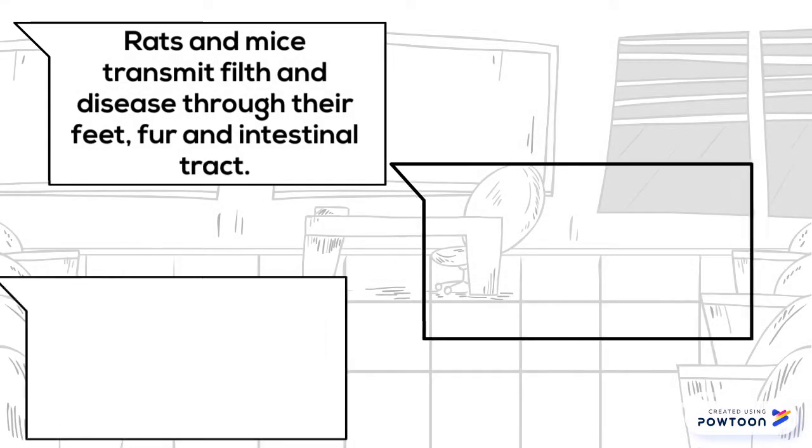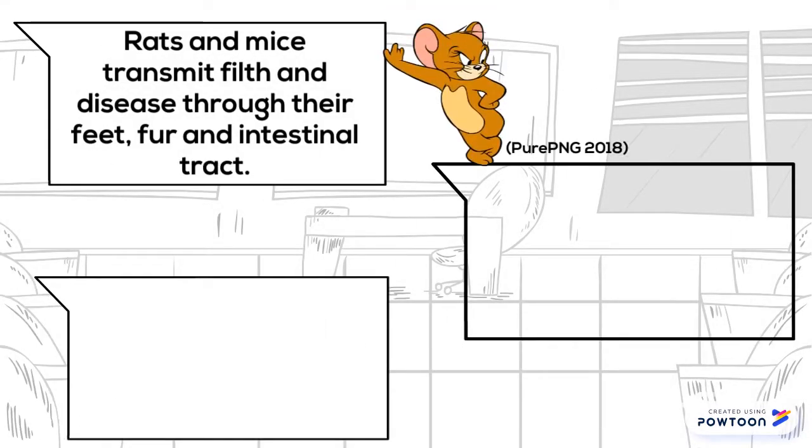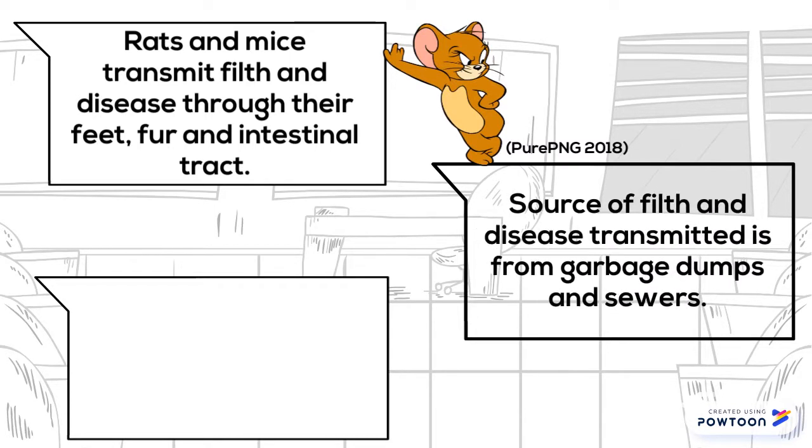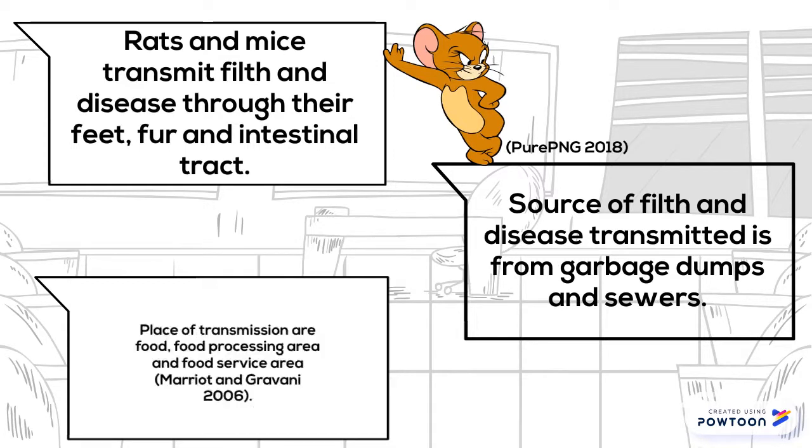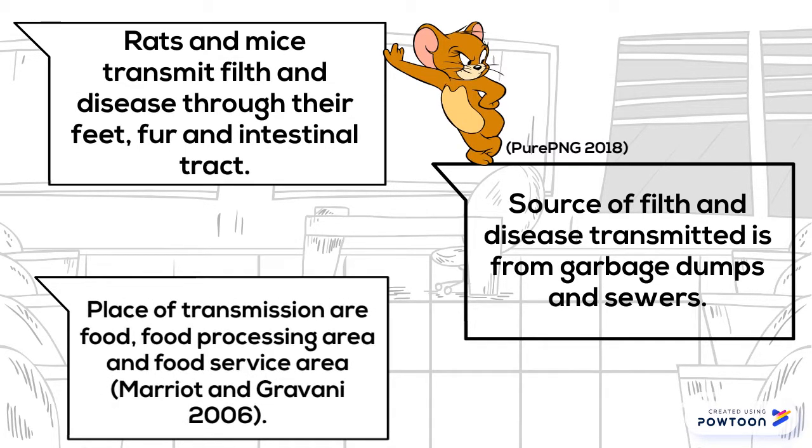Moving on to rodents. Rats and mice transmit filth and disease through their feet, fur, and intestinal tract. The source of filth and disease transmitted is usually from garbage dumps and sewers. Places of transmission are food processing areas and food service areas.